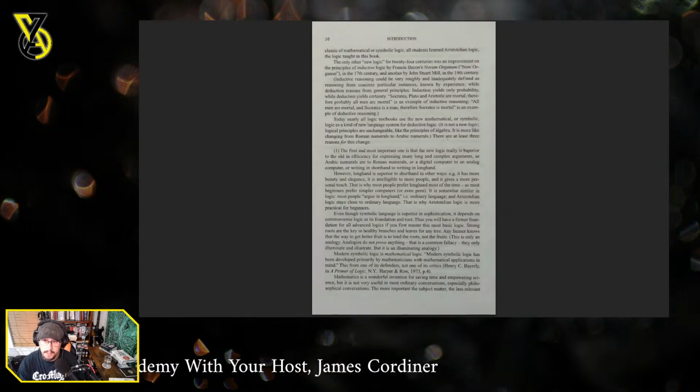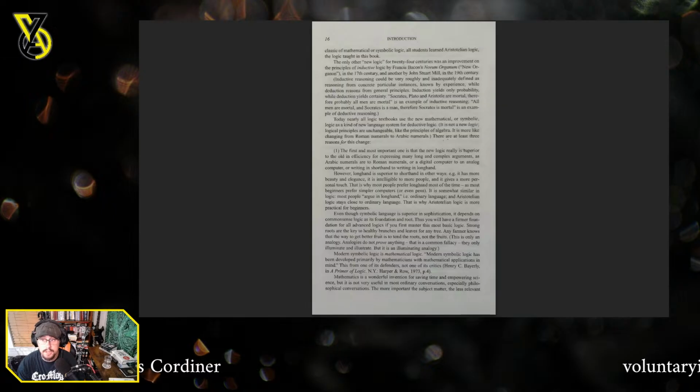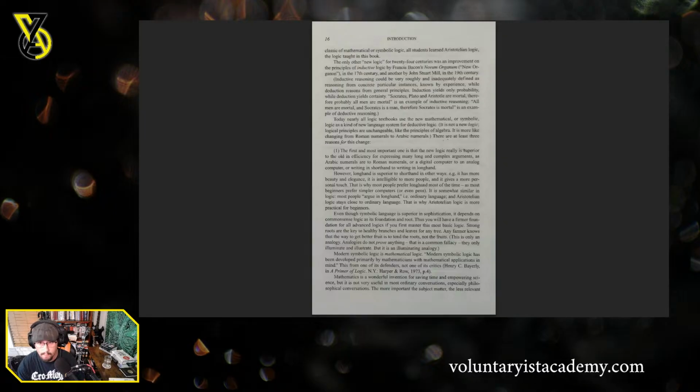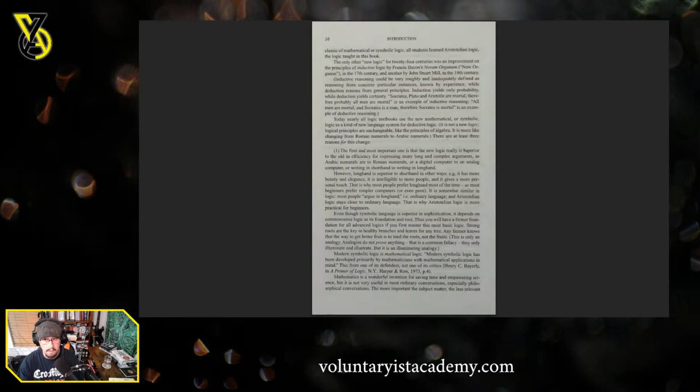Inductive reasoning could be very roughly and inadequately defined as reasoning from concrete particular instances known by experience, while deduction reasons from general principles. Induction yields only probability, while deduction yields certainty. So Socrates, Plato, and Aristotle are mortal. Therefore, probably all men are mortal. This is an example of inductive reasoning. All men are mortal, and Socrates is a man. Therefore, Socrates is mortal. This is an example of deductive reasoning.